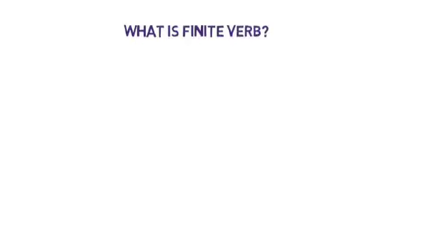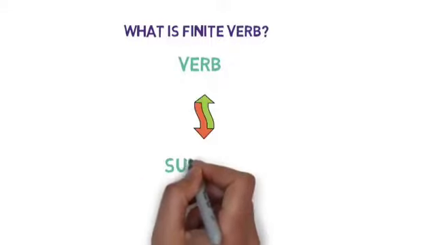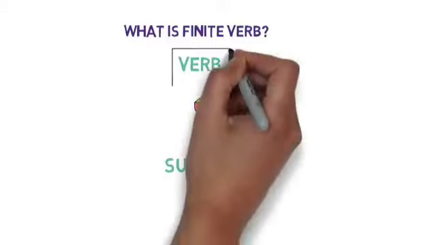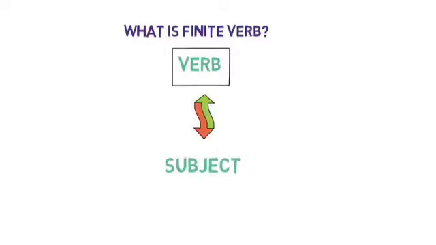A finite verb is a verb that has a finite or limited agreement with the subject. What does it mean? It limits its usage as per the subject's parameter. There are three defined parameters on which this limitation is fixed.